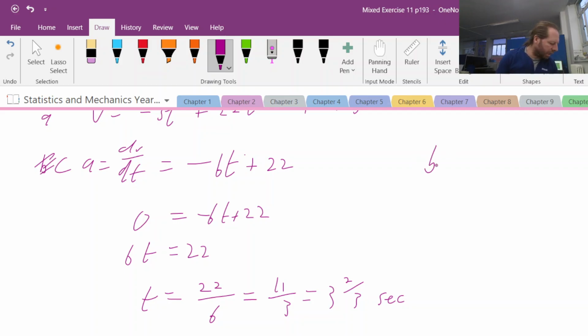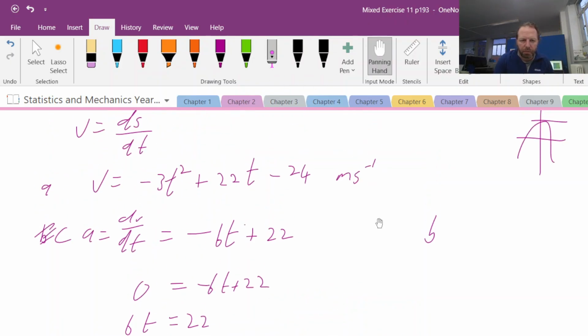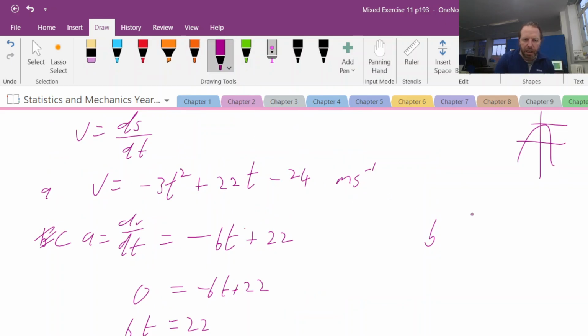Part B, calculate the values of t at which P is at rest, where the velocity is equal to 0. So I need to take this equation and set it equal to 0. 0 equals minus 3t squared plus 22t minus 24.